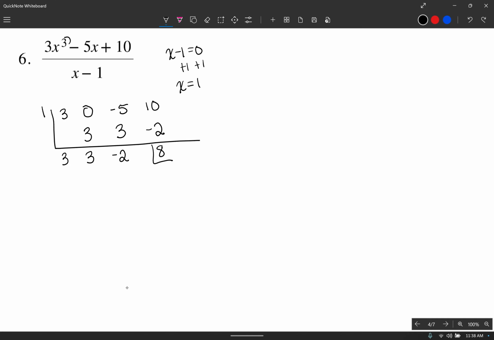I started with x to the 3rd. I divided by an x to the 1st. So 3 minus 1 is 2. This will have a degree of 2. So 3x to the 2nd. The next 3 goes with my x, so plus 3x. Then I have my number without the variable, my constant, so negative 2. And then my remainder is a positive 8, so plus 8 over what I divided by, which was x minus 1.